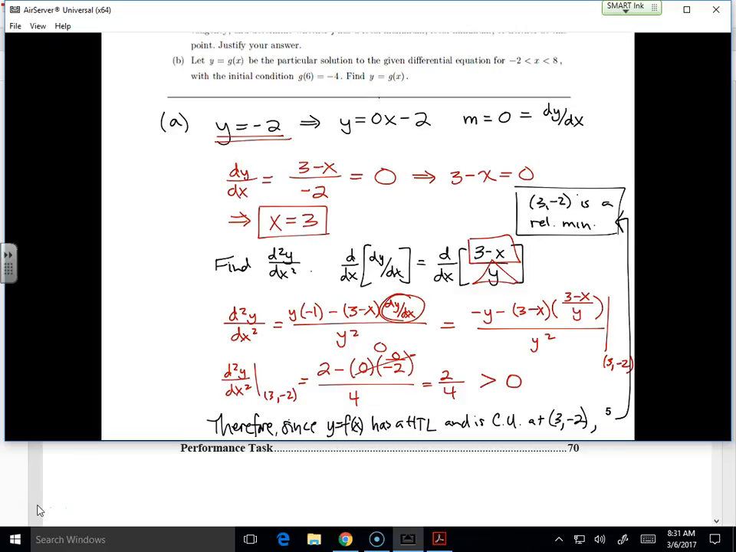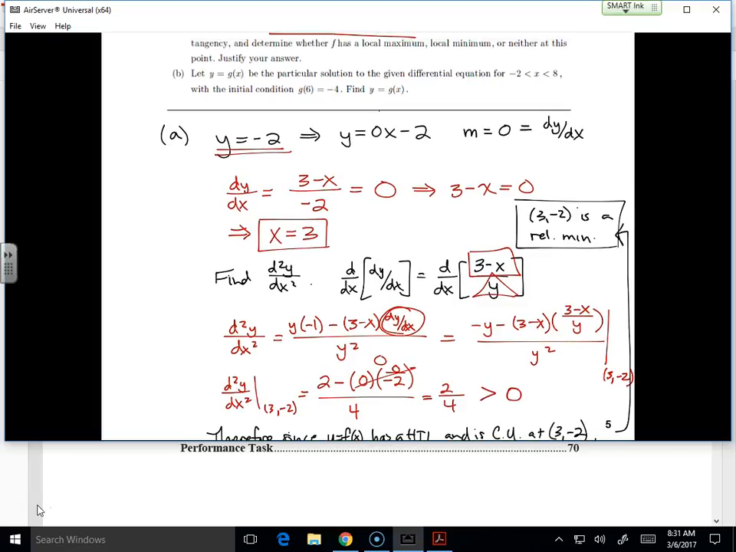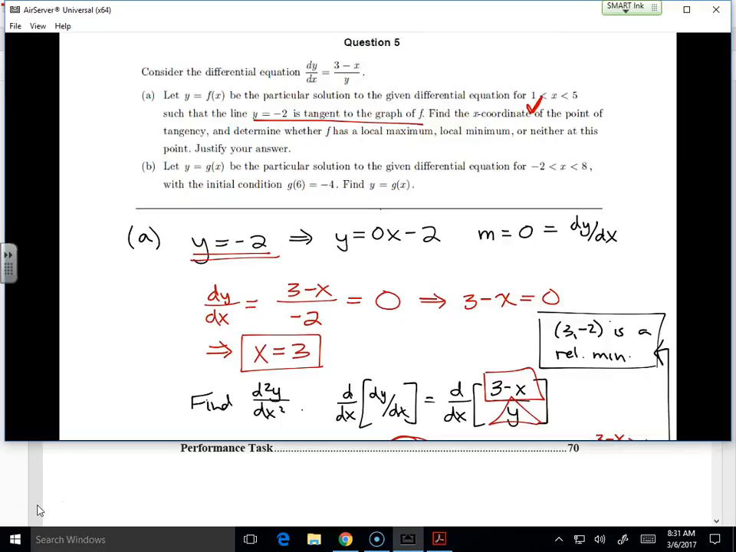If I had a little more room, I'd probably say something to the effect of concave up since d squared y over dx squared is greater than 0. But either way, we justified. All right, kiddos, that was letter A. This would be an example where probably there were even numbers of points given to A and B.